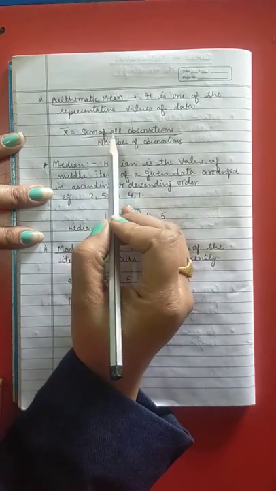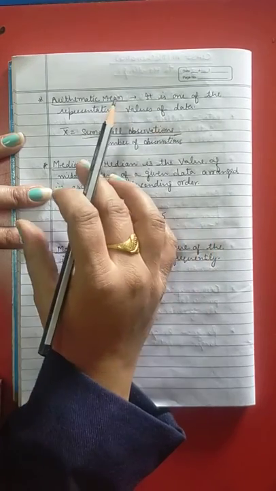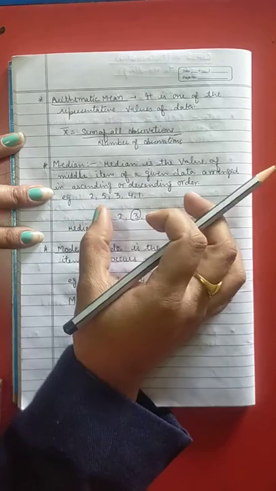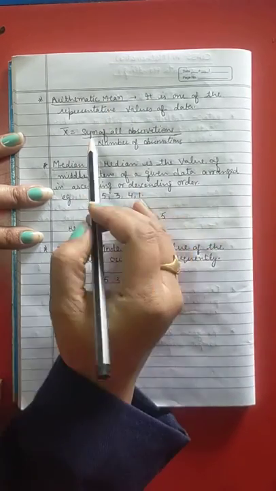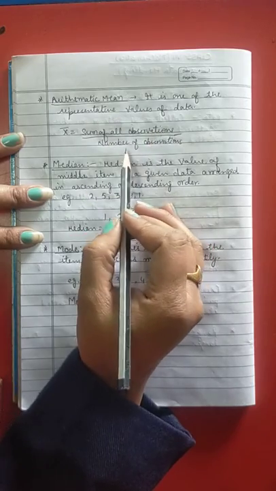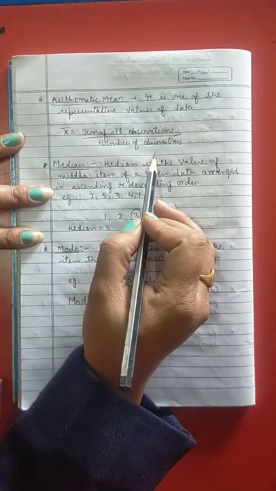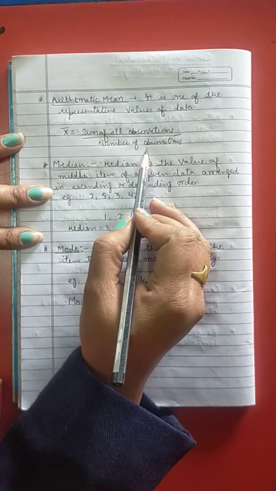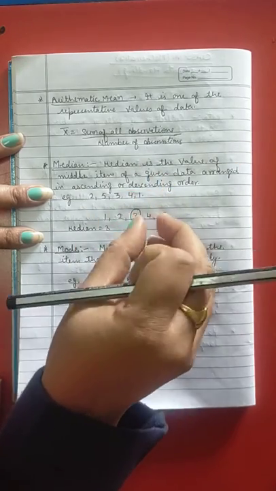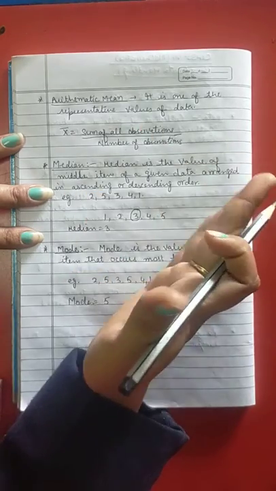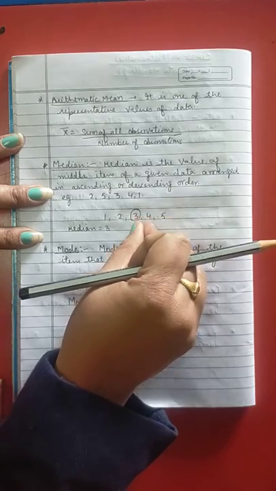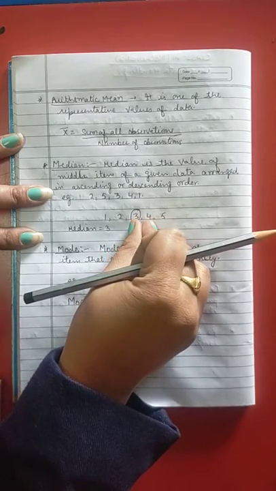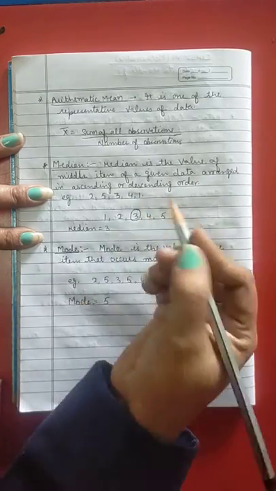The formula is the sum of all the observations, whatever observations are given to you, maybe 10 observations or 5 or 7. You add all the observations and then divide by the total number of observations. In this way you can find the mean. The mean is the value which lies in between the largest and the smallest value. It is the central value, the average value of any particular data.